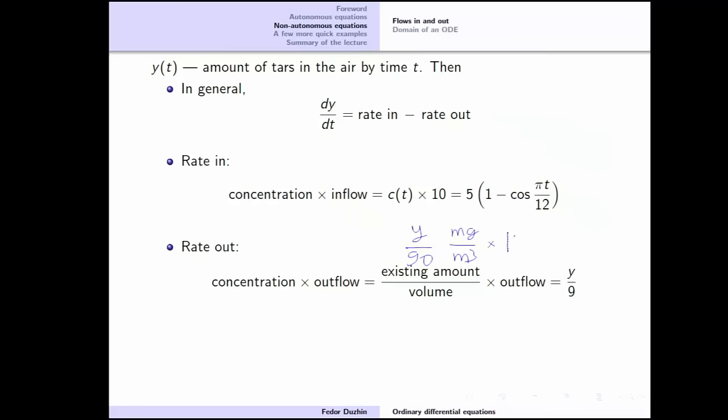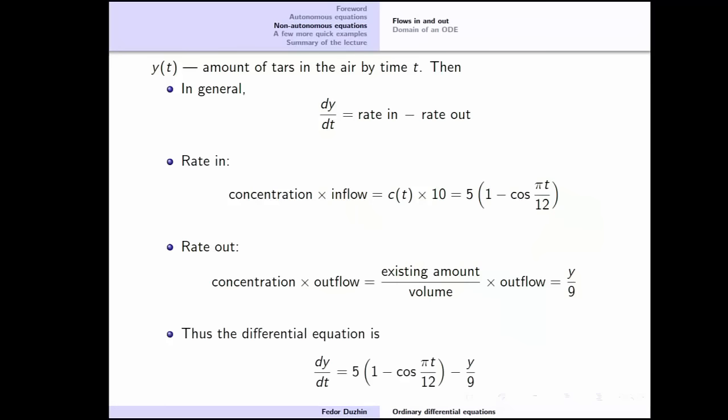The outflow is always 10 cubic meters per hour. And again, cubic meters cancel out. Y over 90 times 10 is y over 9, and then we get milligrams per hour. So that's the rate out, but the total rate of change is of course the rate in minus the rate out. So we need to take this minus this, and that's the right hand side of our differential equation, because the left hand side is always dy dt.